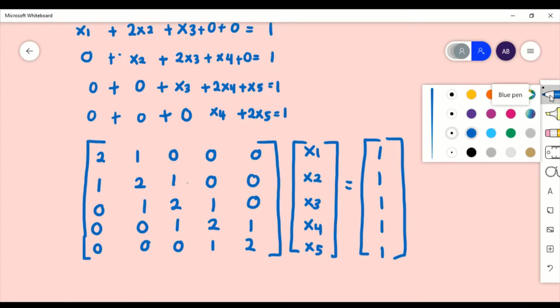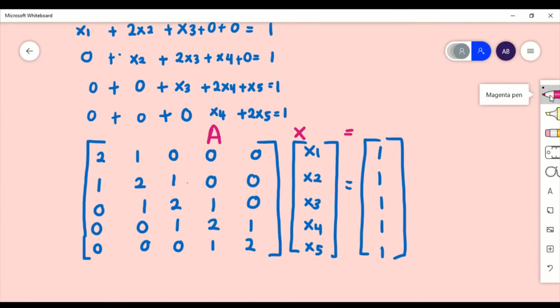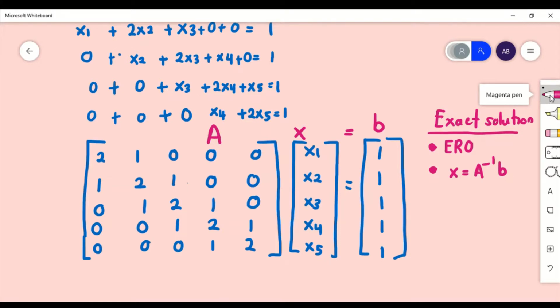So you can solve this system of linear equations using any analytical approach. You can use elementary row operations to find the exact solution. I can use the matrix inverse, where x equals the inverse of A multiplied by b. These are some analytical approaches that you can use to solve this system. I can also use the Gauss elimination approach.